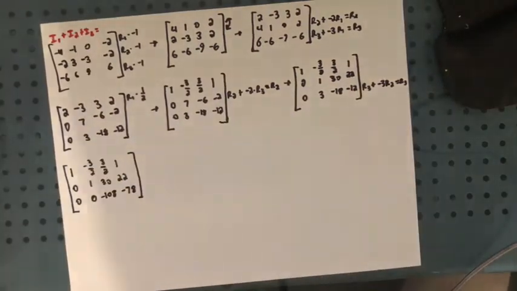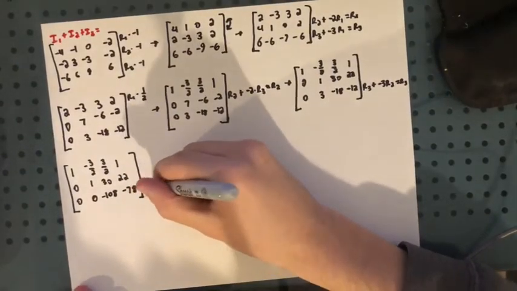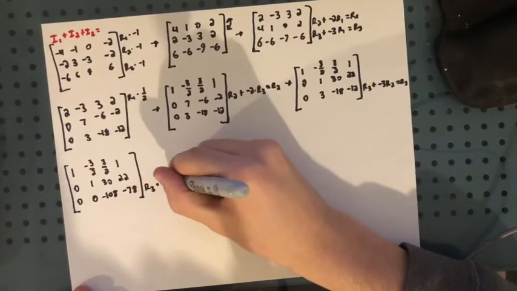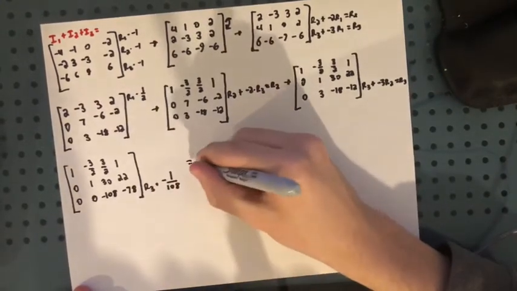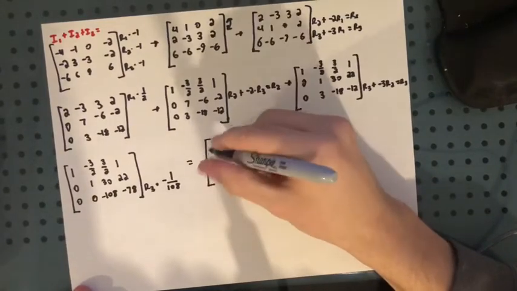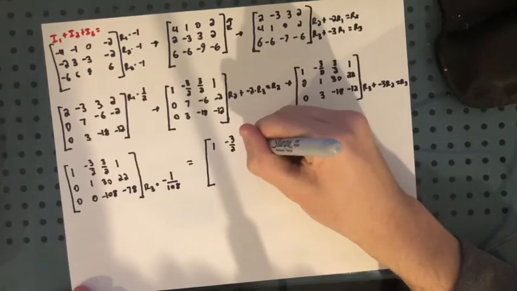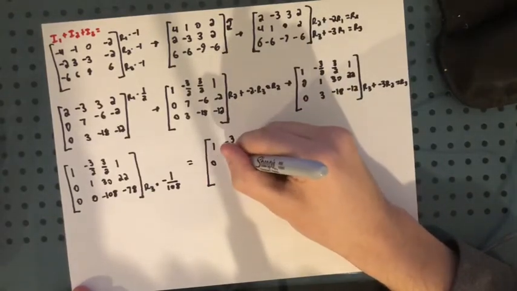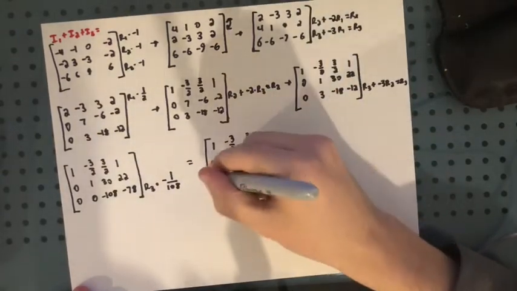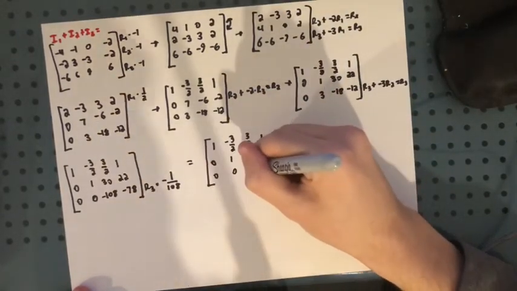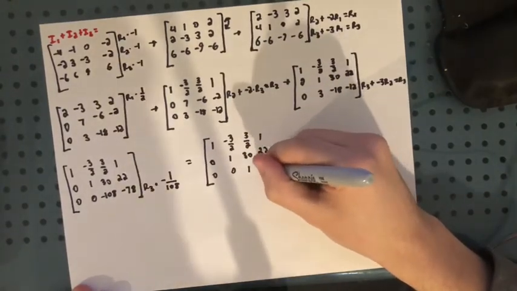Okay, so this is pretty sloppy right now, but we're going to multiply row 3 times negative 1 over 108 because we want a 1 right here. So that's going to make our new matrix 1, negative 3 halves, 3 halves, 1. 0, 1, 30, 22, and then 0, 0, 1, and then 13 over 18.